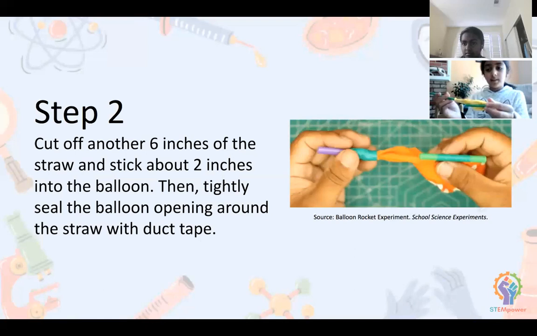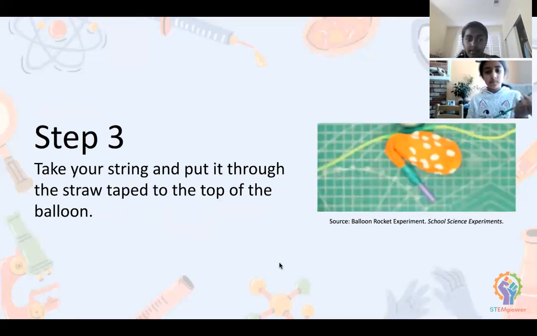Is it supposed to look like this? Yes, it's supposed to look like this. You have the straw on the top, and then you have the straw coming out. Okay. So the third step is to put some of the string through the straw on the top.